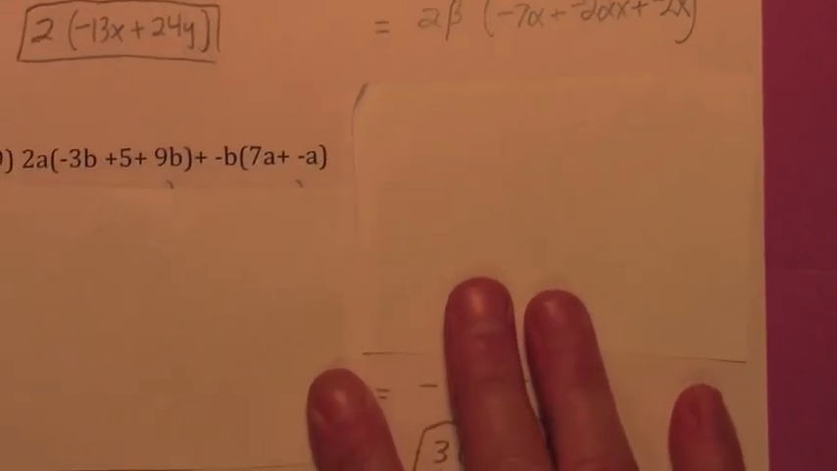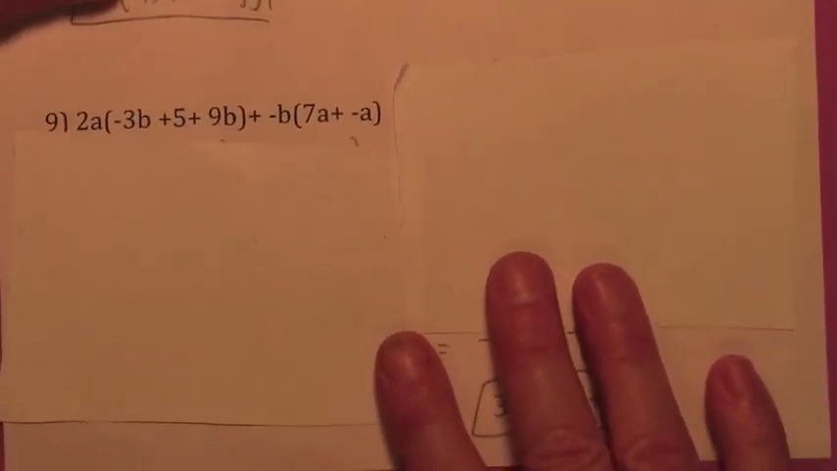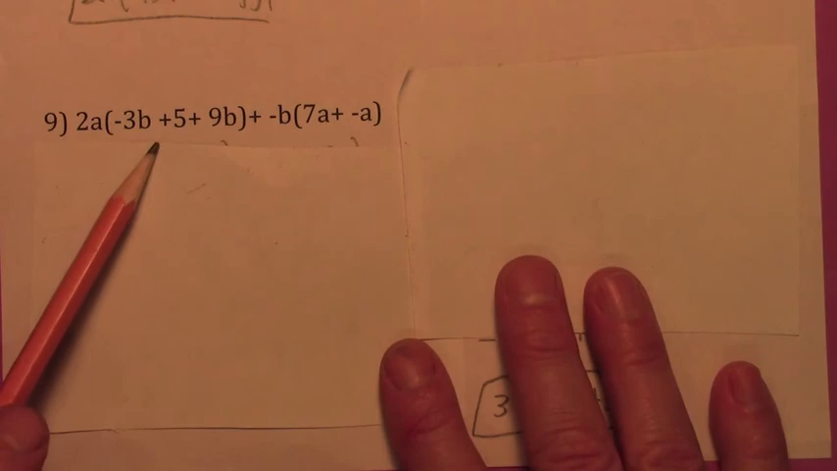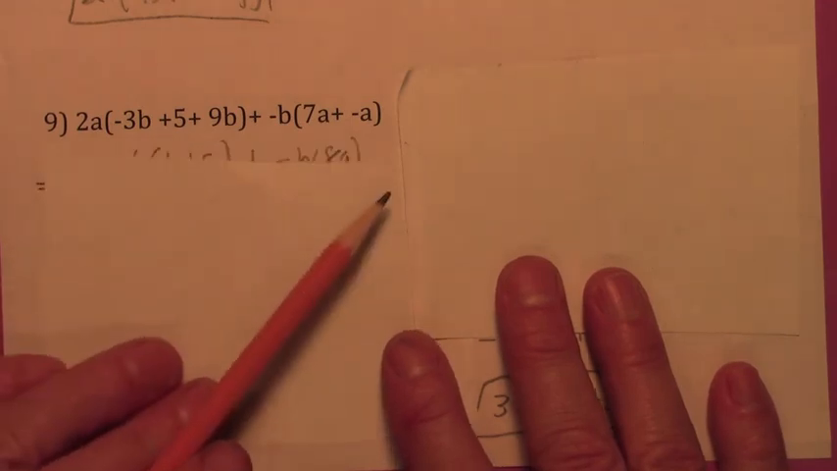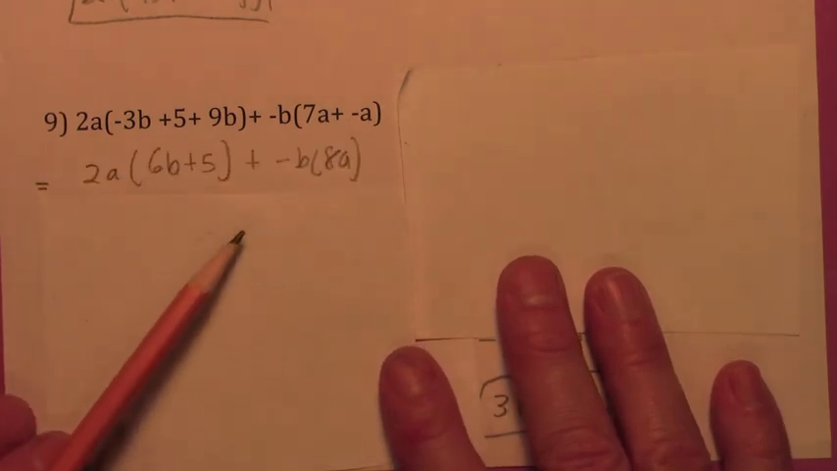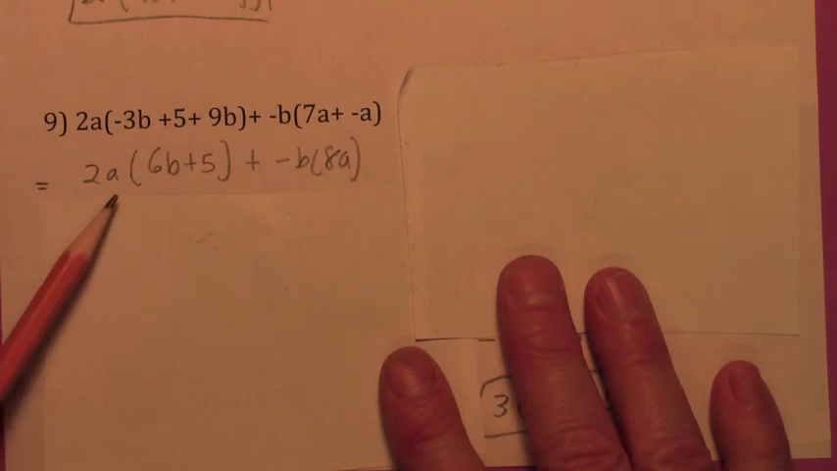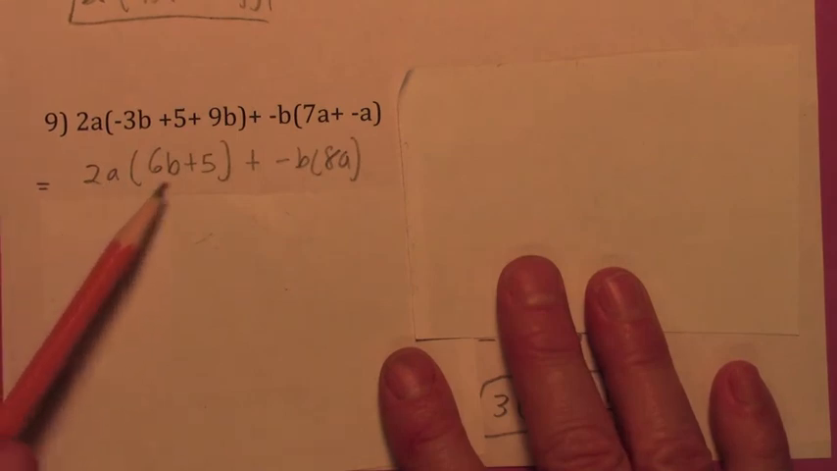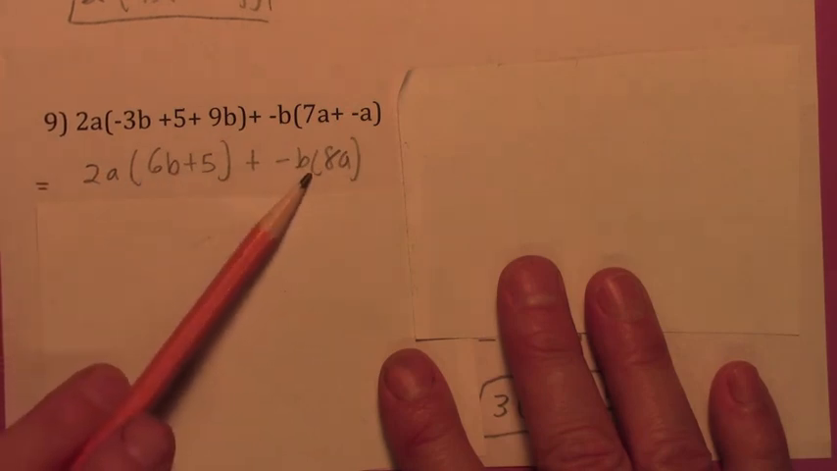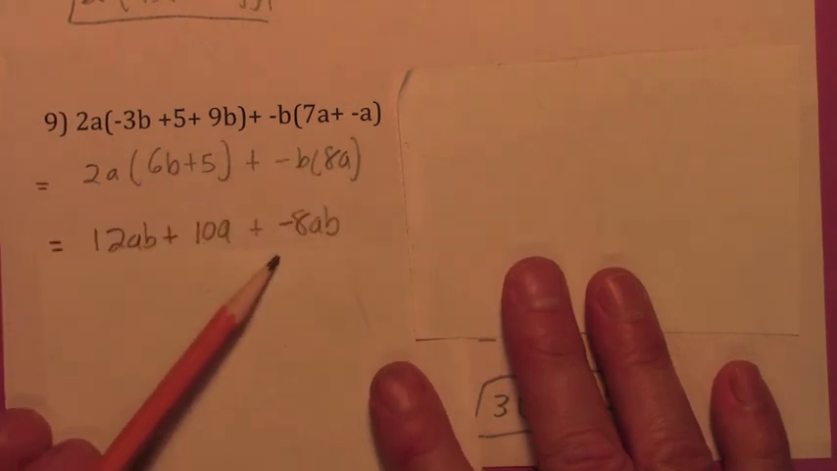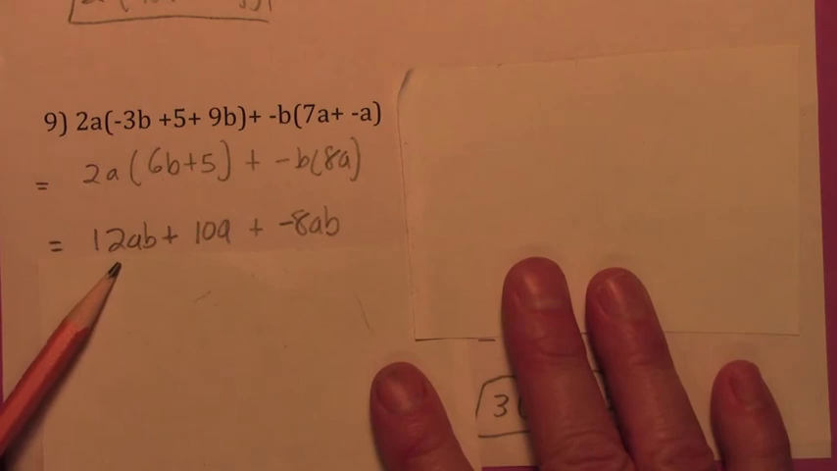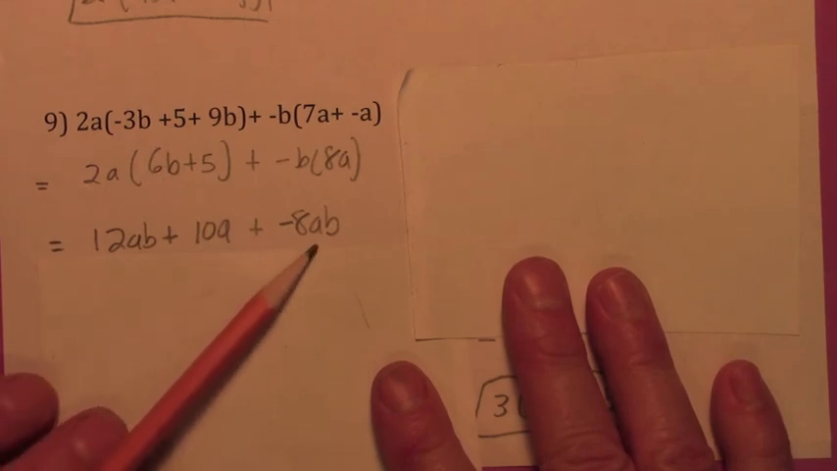On these last two, let's see. What would you do first on this one? Did you recognize you can combine the b's inside of here and the a's inside of here? It just makes your work a little nicer, I think, a little easier. Then I think we're going to have to use the distributive law on this first one. We'll multiply each of these by 2a, and here you just write this as negative 8ab. So when you distribute the 2a, you get 12ab plus 10a plus negative 8ab.